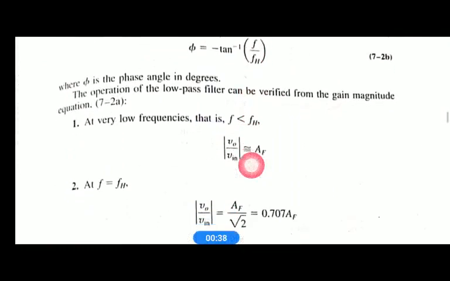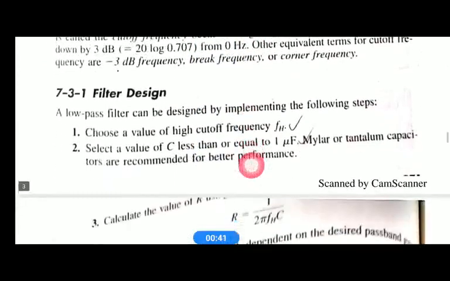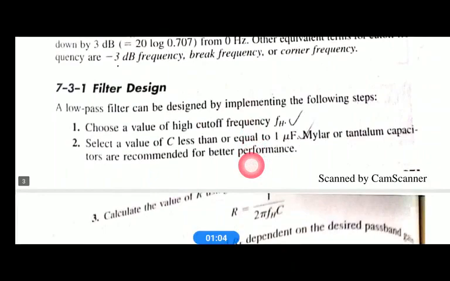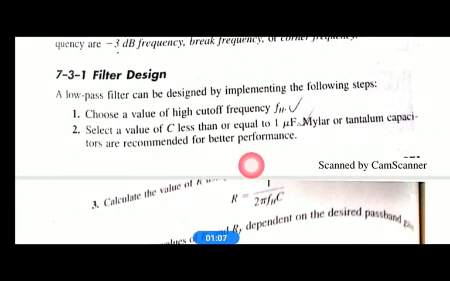Today we are going to discuss how to design this low pass filter, how we are going to design the low pass filter circuit which we saw in the previous session. So to design a low pass filter, we are implementing the following steps.